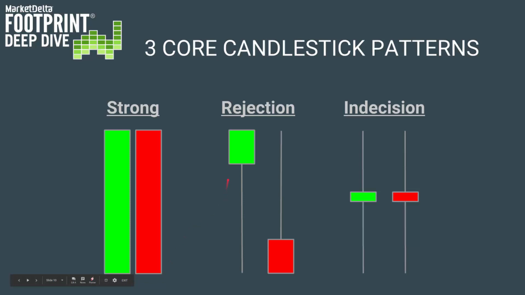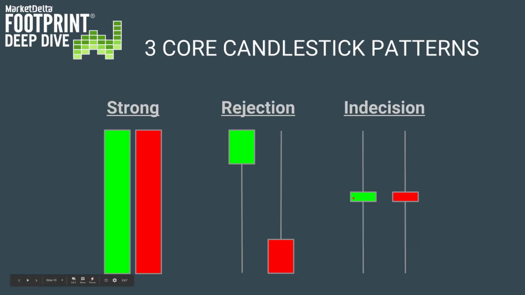Where a rejection bar opened here, traded all the way down, got rejected, and closed at its high. You can see what I mean there. It closed higher than it opened, but it traded all the way down. Versus this one, which opened right here, traded all the way up, got rejected, and closed right down here at its lows.